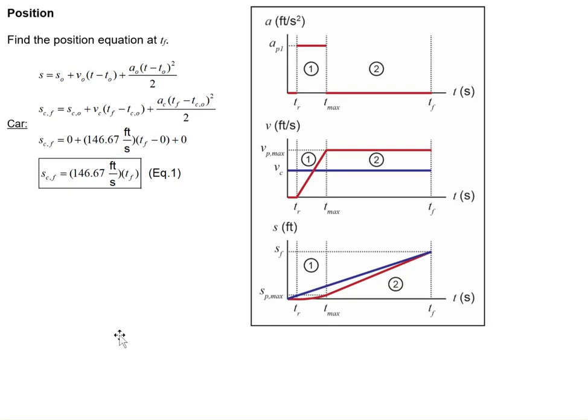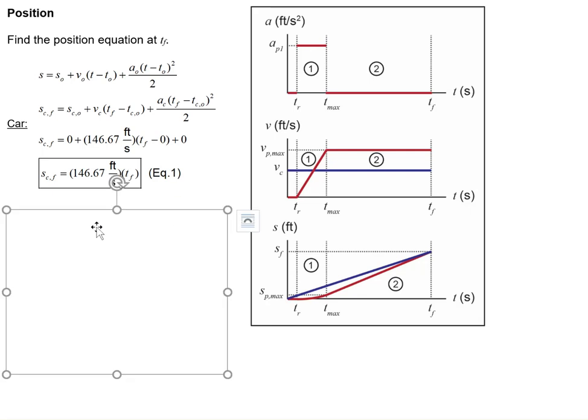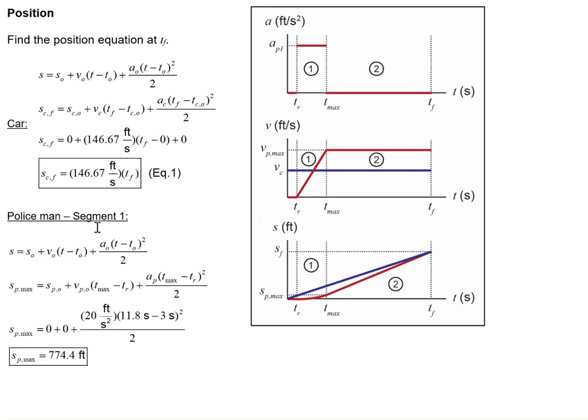All right, so position, we're going to use the position equation and plug in at the final time. So we're going to do the car first. So the final position of the car, initial position of the car, velocity of the car, and the times. So for the car, the time t0 is 0, right? Because it starts at 0. All right, then we get an equation for the position of the car. We're not going to do anything with that right now. We'll just label it and use it later. Then we can move on to the policeman.